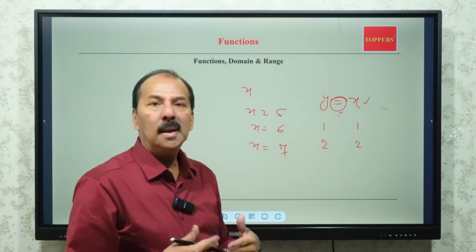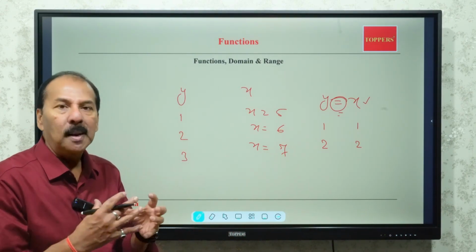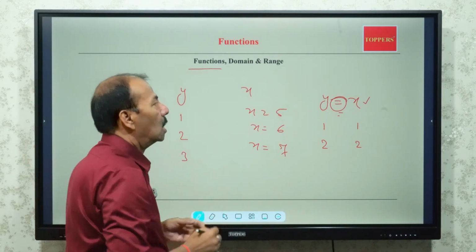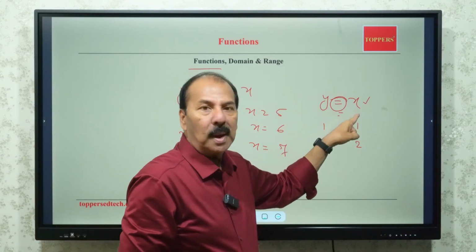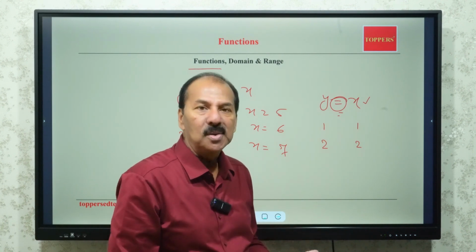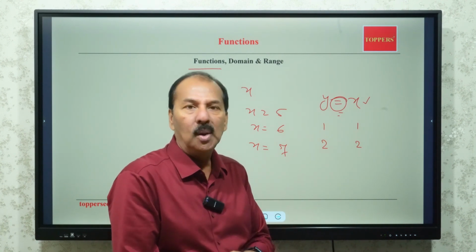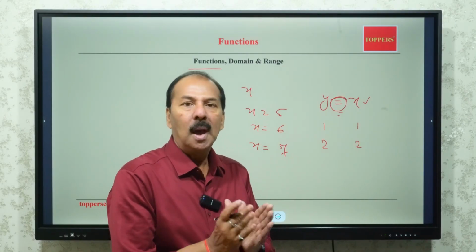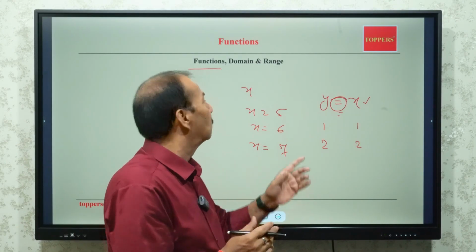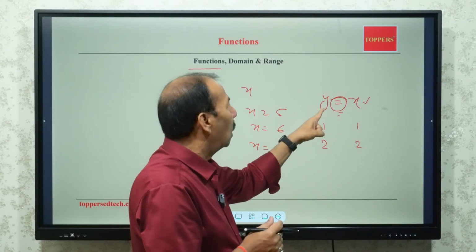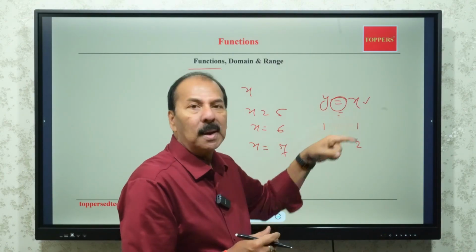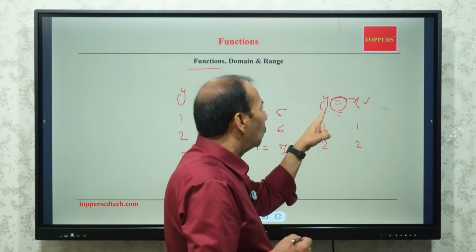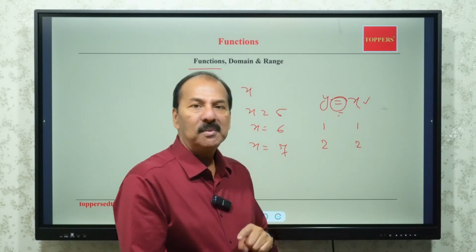So any rule or any regulation, any method through which two parameters get related, is termed as a function. So now y is a function of x. Now we will say y is a function of x because y is depending on x. So any rule, any relation, any method which relates two parameters is termed as a function. So we will now call it y is a function of x because y is depending on x.